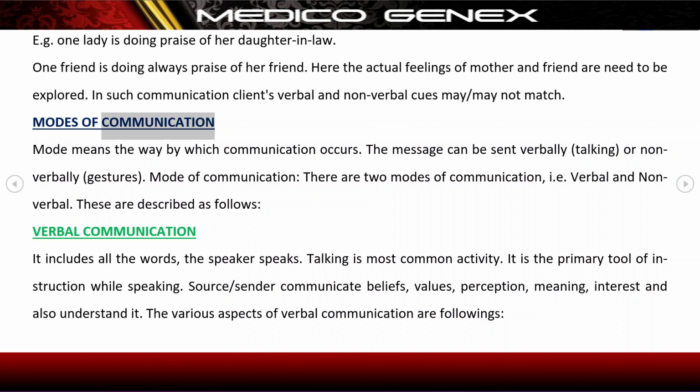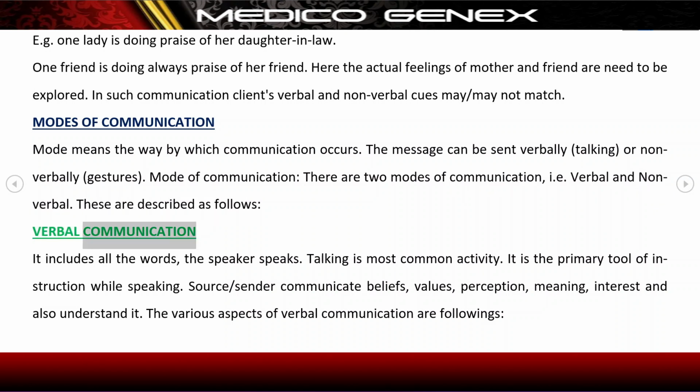Modes of communication. Mode means the way by which communication occurs. The message can be sent verbally, by talking, or nonverbally, by gestures. There are two modes of communication, i.e. verbal and nonverbal. These are described as follows.